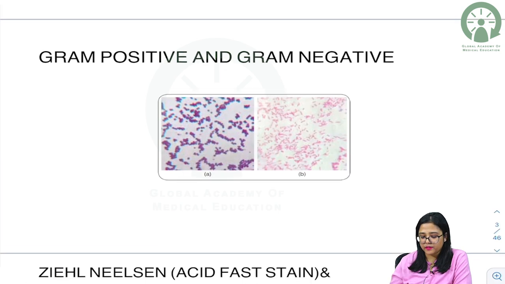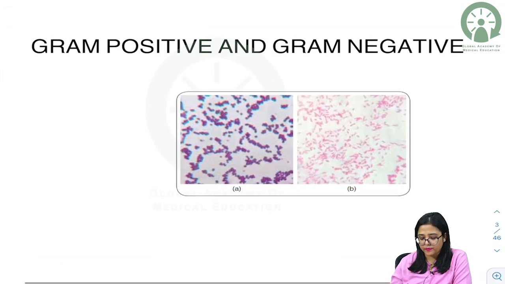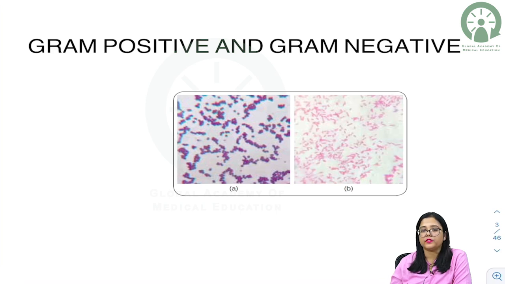Now this is a picture where we see gram positive cocci, which have taken up the primary stain and appear violet in color, known as gram positive cocci in clusters. On the right hand side, image B is that of gram negative bacilli, which take up the counter stain, showing pink in color, arranged haphazardly. So these are examples of gram positive and gram negative organisms.